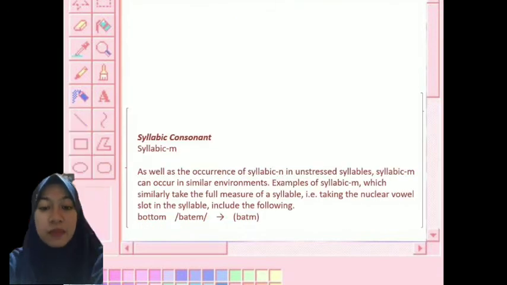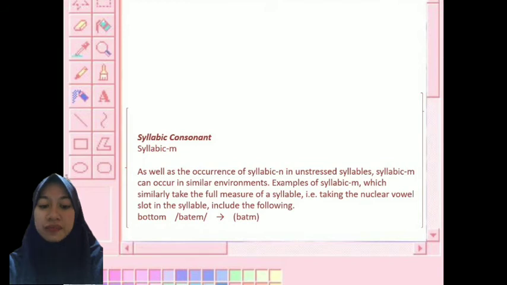Okay, next, syllabic consonants. Syllabic M, as well as the occurrence of syllabic N in unstressed syllables. Syllabic M can occur in similar environments. Examples of syllabic M, which similarly takes the full measure of a syllable, taking the nuclear vowel slot in the syllable, include the following: bottom, rhythm, blism.